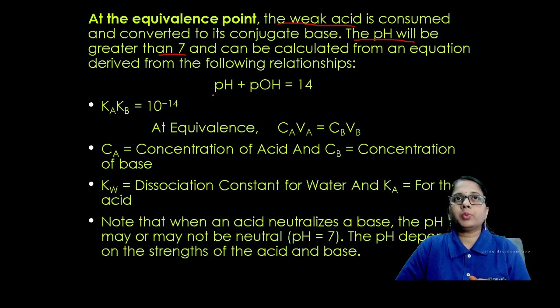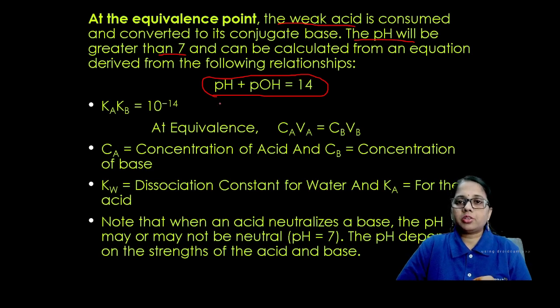So what is that equation? This is pH plus pOH equal to 14. Okay, so what is actually a pH? Potential of hydrogen ions, H plus ions. So pOH means potential of OH minus ions. So when these potentials are clubbed, it should be equal to 14.